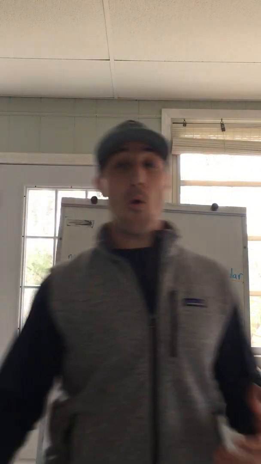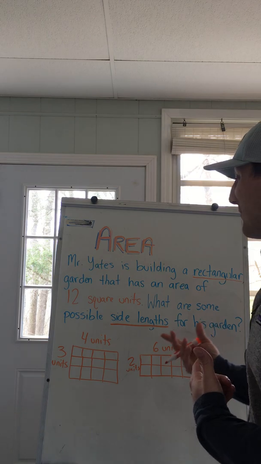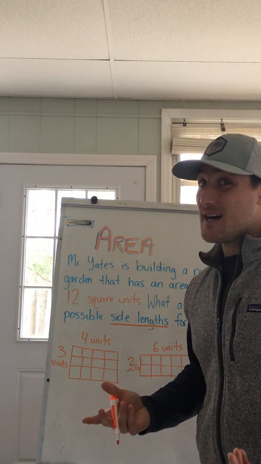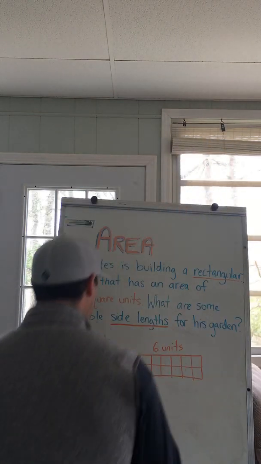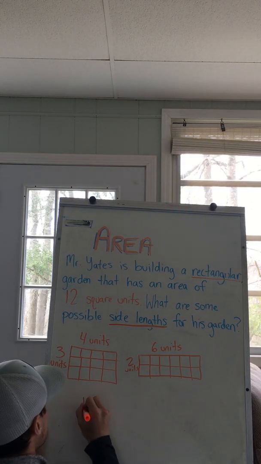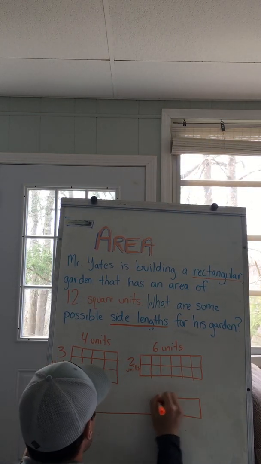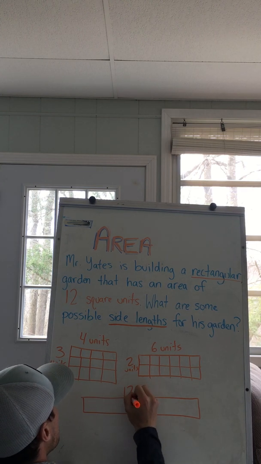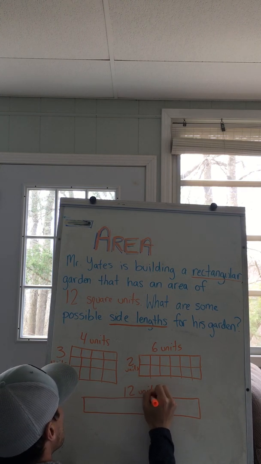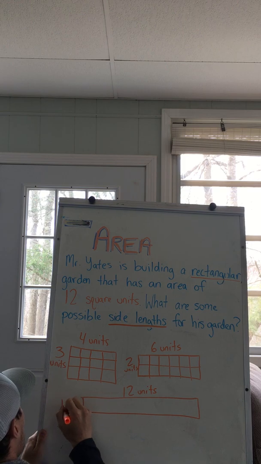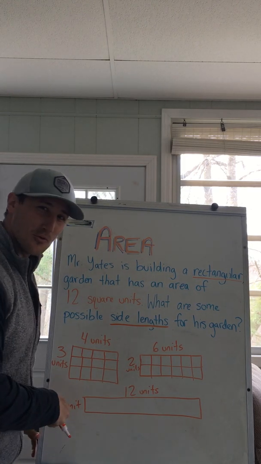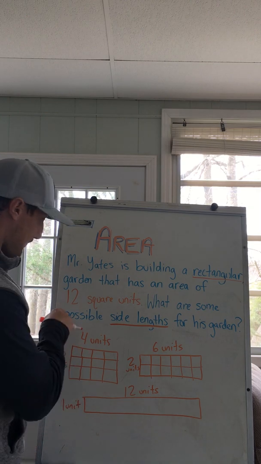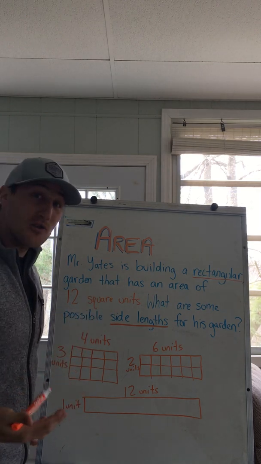Awesome. So we found more than one answer to this word problem. And to be honest, we're not even done yet. There is one more answer. That's a little tricky. But let's look at this. What if I had a garden that was really skinny and really long, and it was 12 units long and 1 unit wide? What's 12 times 1? That's right. It's 12 square units. That also works too.